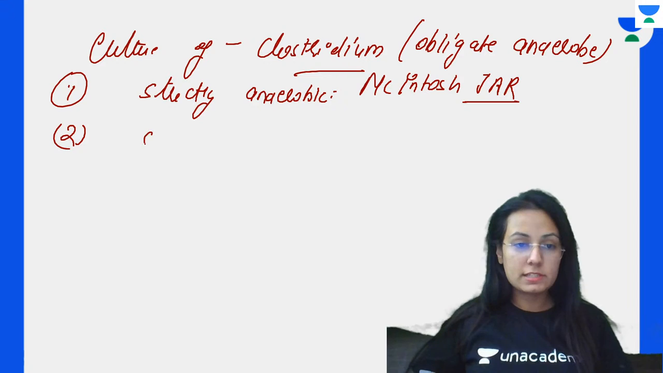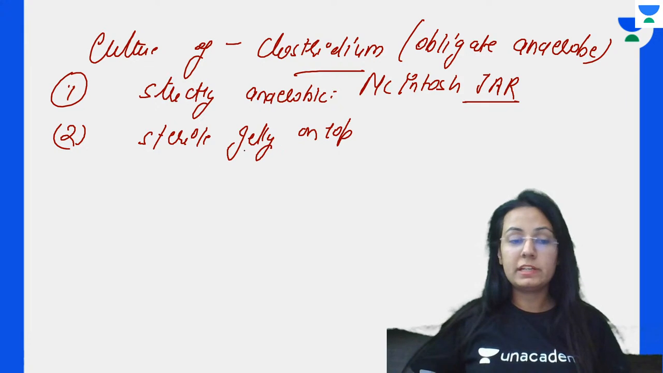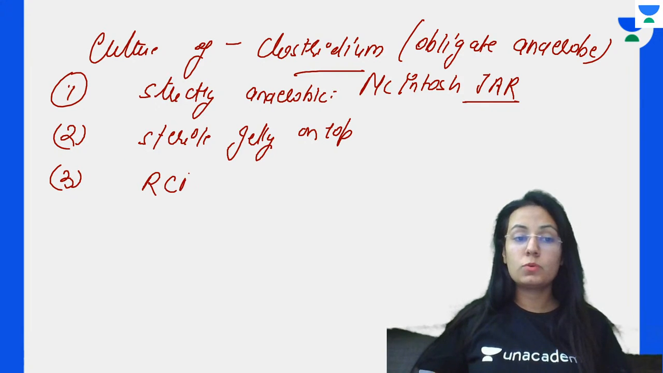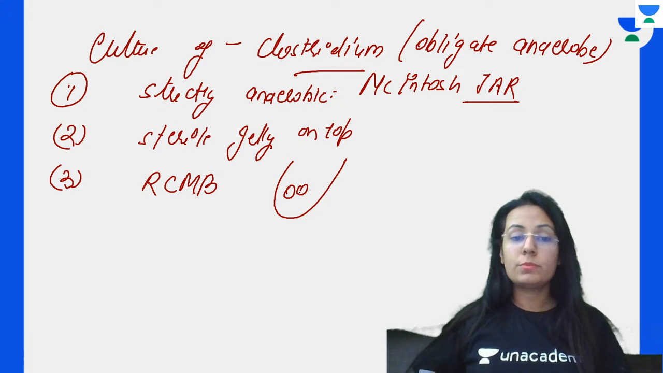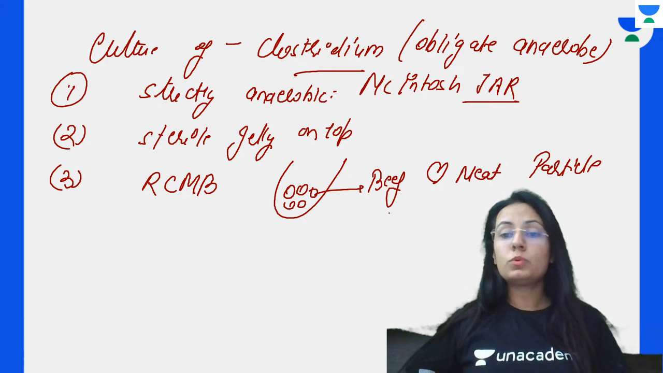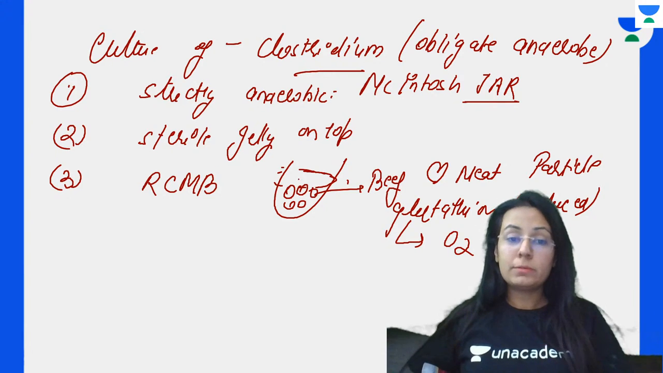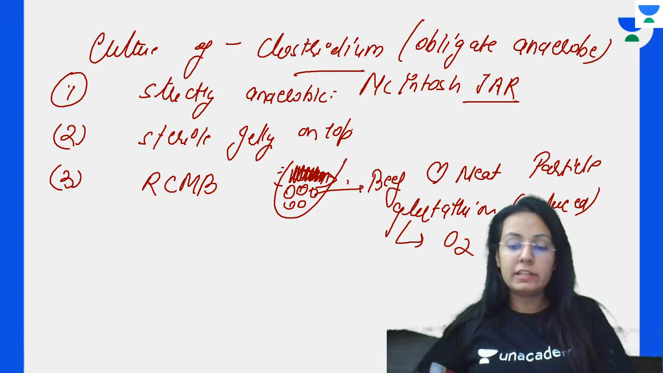Another thing we can use is a sterile jelly on the top of the media, and very important, the Robertson cooked meat media broth. That has beef heart meat particles, and it has glutathione in the reduced form. The reduced glutathione will consume the oxygen present in the media and make the media anaerobic. Plus, it also has a petroleum jelly layer on the top, which creates better anaerobic conditions.